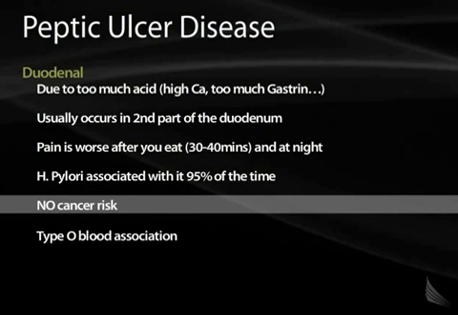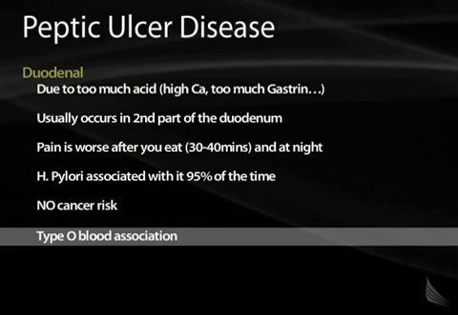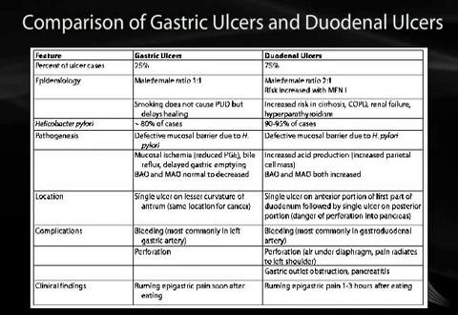The association that's been shown is with blood type O. And again, this is something that can be easily tested. So, peptic ulcer disease with gastric ulcers is associated with blood type A, and with duodenal ulcers is associated with blood type O. The next table is a comparison of gastric and duodenal ulcers, and we've gone through most of this already.